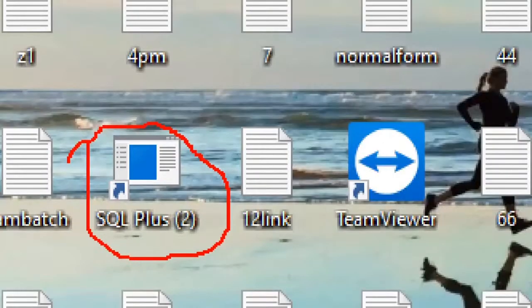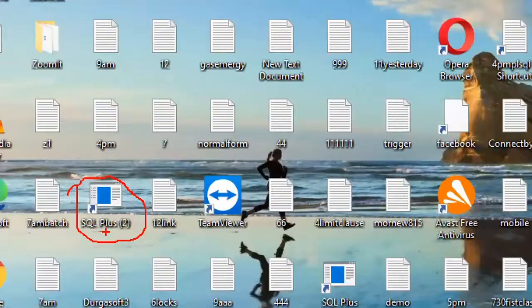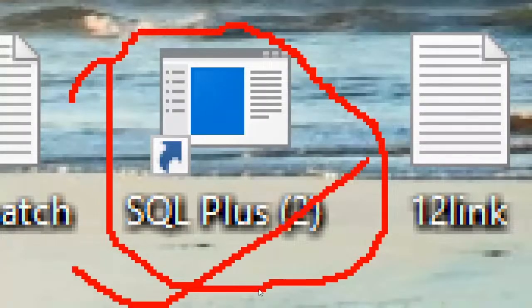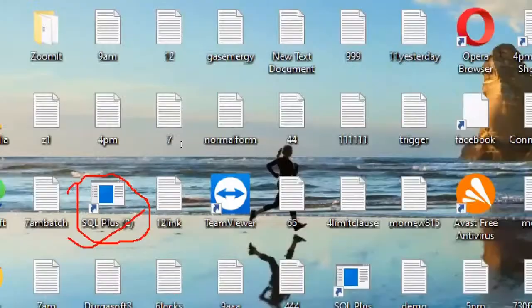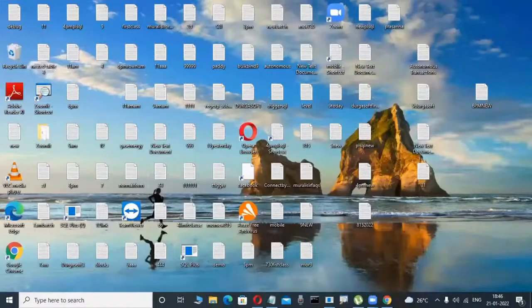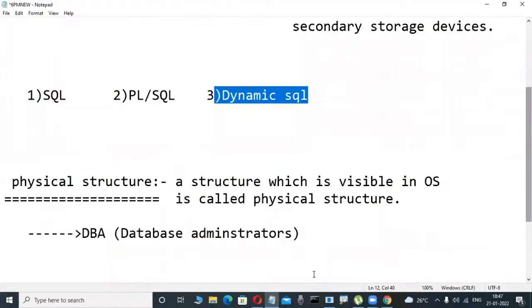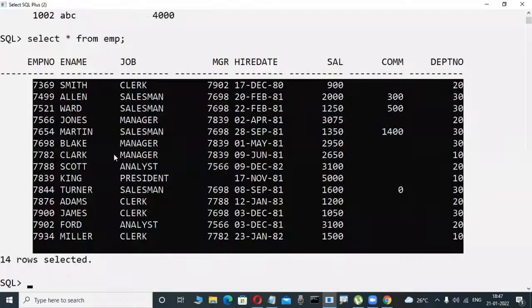What is this one? I'm installing Oracle. SQL Plus is there. SQL is a long way, you have an idea. Okay, fine. PL/SQL is a long way. Some coding is there. Dynamic SQL is a long way. Daily we are writing code. But unfortunately, here another thing is there in my system. SQL Plus is there. What is this one?